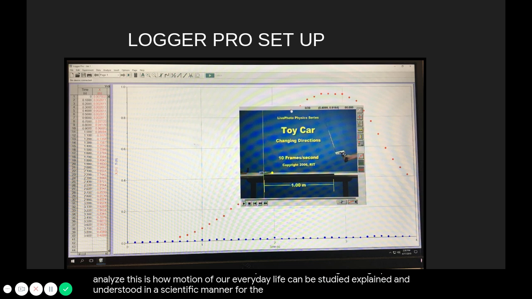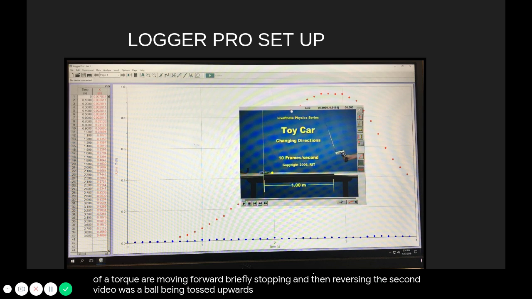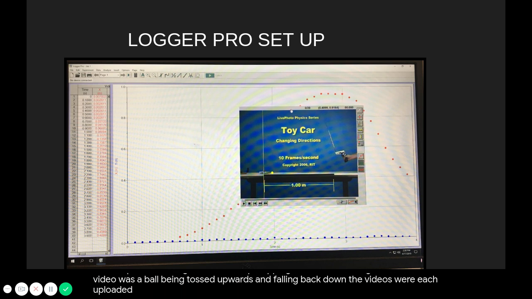For the lab, we analyzed two videos. The first was of a toy car moving forward, briefly stopping, and then reversing. The second video was a ball being tossed upwards and falling back down. The videos were each uploaded onto LoggerPro. A Cartesian plane was overlaid on the video.